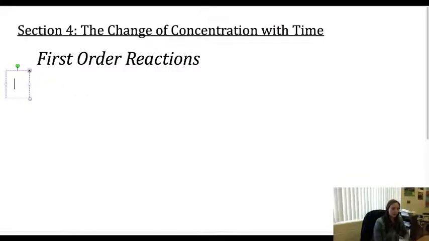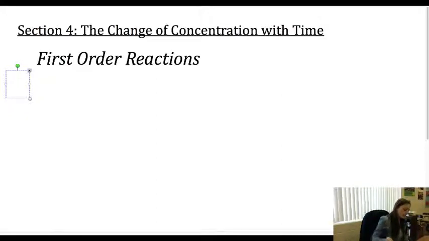We're going to look at 14.4, which is the change of concentration with time, which is dealing with first order and second order reactions and how your concentration changes as your reaction proceeds. So, if we look at first order reactions, remember that our rate depends on the concentration of the reactant to the first power. That's a first order reaction. So if my concentration doubles, my rate will double. Or if the concentration triples, my rate will triple, that kind of thing.